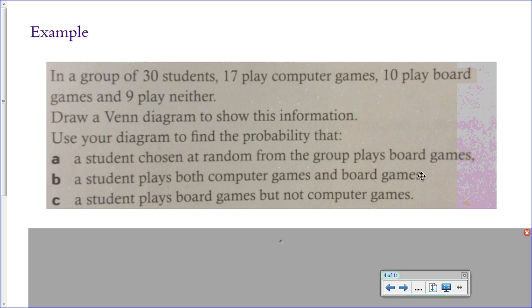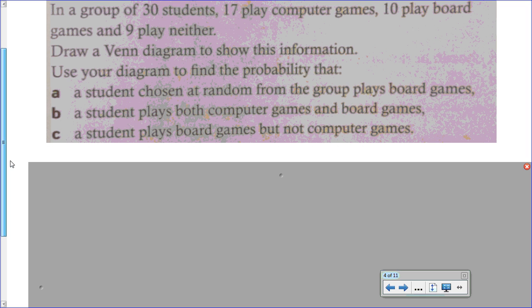You may have to use Venn diagrams in problem solving for probability questions. Here's a group of 30 students, so the universal set has 30 students. 17 play computer games and 10 play board games. We don't know how many students played both, so some of those 17 and 10 might be in the overlap region, and we're not sure how many. 9 students play neither. Draw a Venn diagram to show this information.